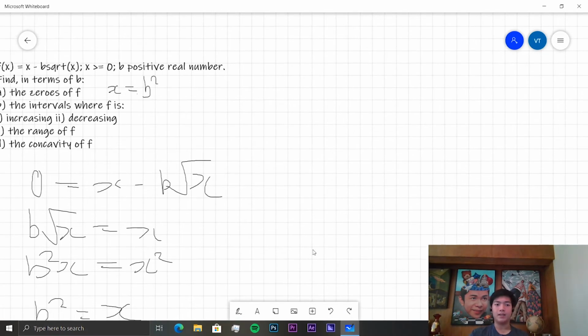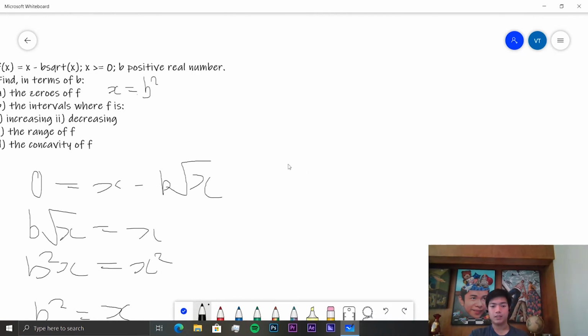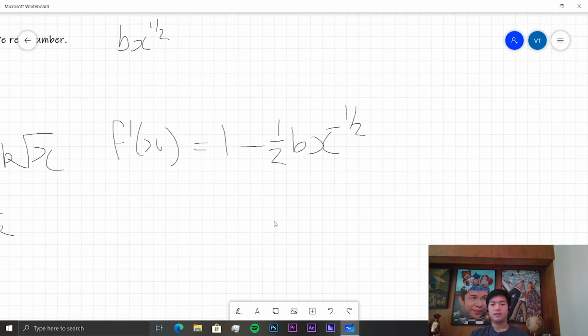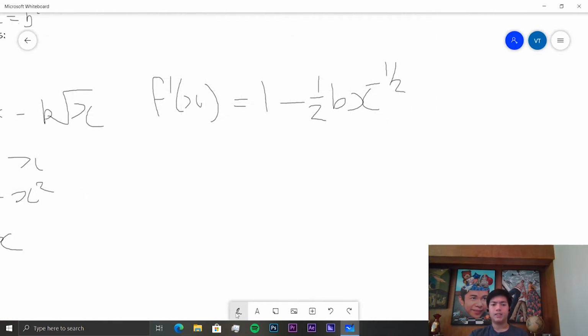So the intervals where f is increasing and decreasing, well, we need to get the derivative of this equation and look for where it's increasing and decreasing. So f prime x is equal to 1 minus, and then this is b square root x. So we need to get the derivative of b times x to the 1/2. And so this is simply 1/2 b x to the negative 1/2. Yeah. And so we need to find the values for where this is 0 and then use the sign test, or of course just get whether they're a minimum or a maximum.